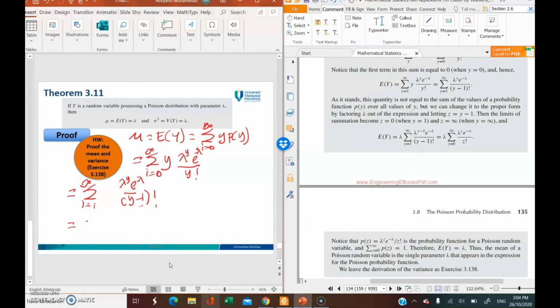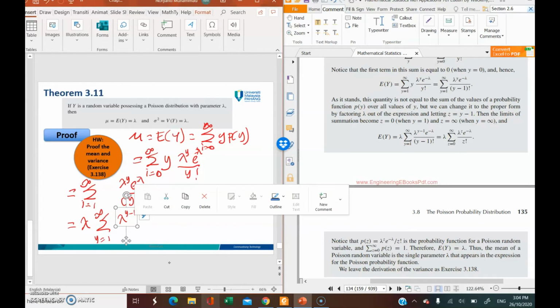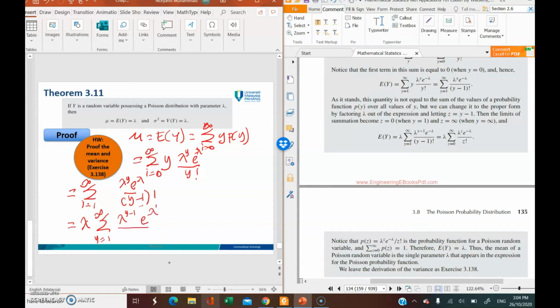Whereas we can factorize lambda. When we factorize lambda, we will have y start from 1 until infinity. So here will be lambda, and y minus 1 as well. Because we factorize lambda, before here we have lambda power y, but we bring out 1 outside, so it becomes lambda power y minus 1, and then exponent negative lambda, over y minus 1 factorial.